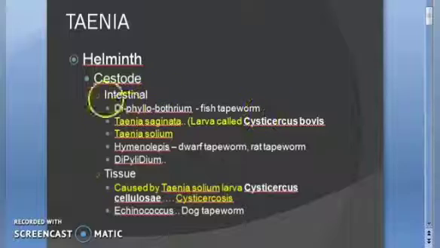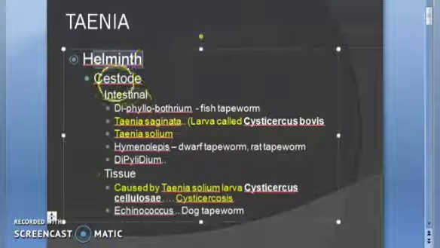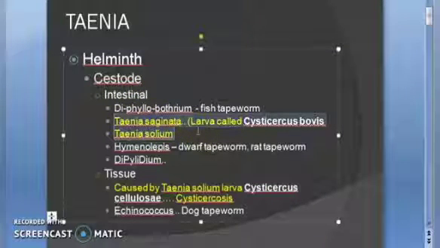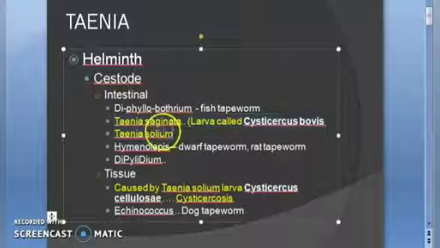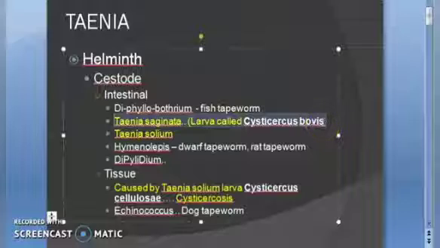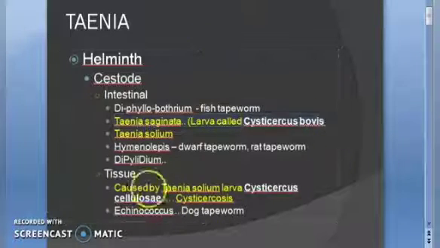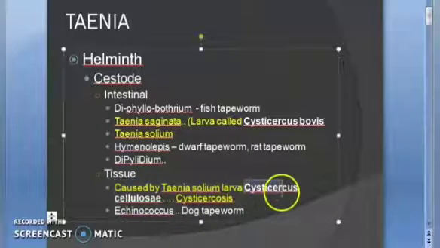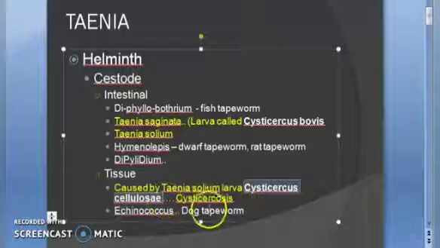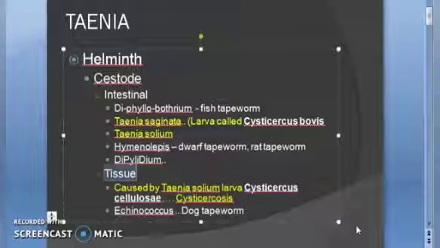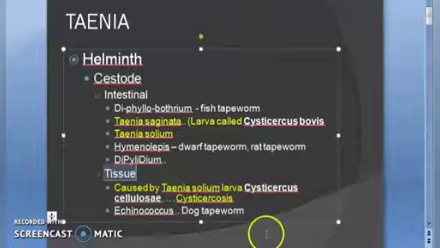So in the last video, we looked at where exactly it sits. It comes under helminths, under cestode. They affect the intestine. There are two varieties, Taenia saginata and Taenia solium. The larva of Taenia saginata is called Cysticercus bovis, and the larva of Taenia solium is called Cysticercus cellulosae, and it causes cysticercosis, which is the tissue infection from Taenia solium. Actually, it is the larva which causes cysticercosis.